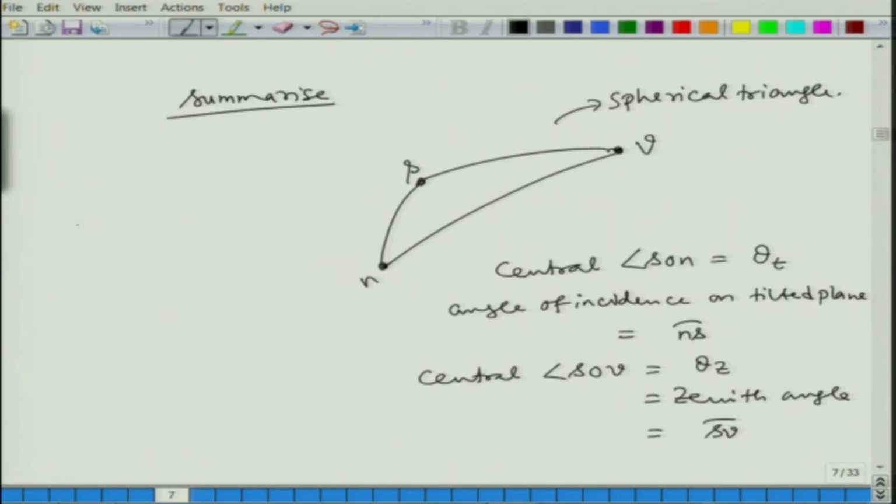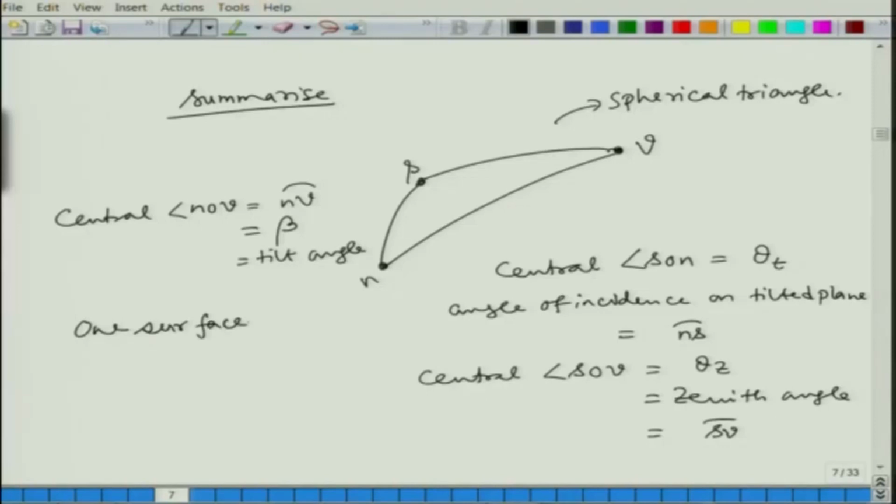Now, another central angle that we see here, central angle NOV, is our arc NV, and that is beta, or the tilt angle. Okay. We are recalling all this information from the last page figure. So, if you do not understand any of these bits, please go back to the last page figure and look at whether you agree with that. Okay. And one surface angle we have.